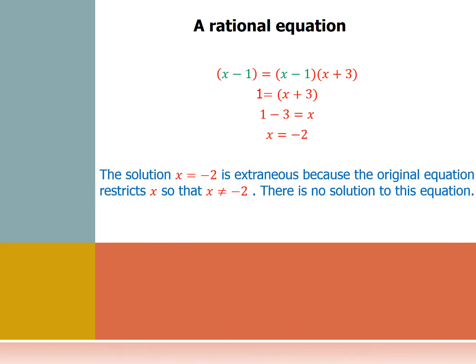Now because x equals minus 2 is a restriction, we call this value extraneous, because the original equation restricts x so that x is not equal to minus 2. In this case we say there is no solution to this equation, okay, because we got just negative 2, and negative 2 is a restriction, so it should be excluded from the domain, and here we have no solution for this equation, okay.